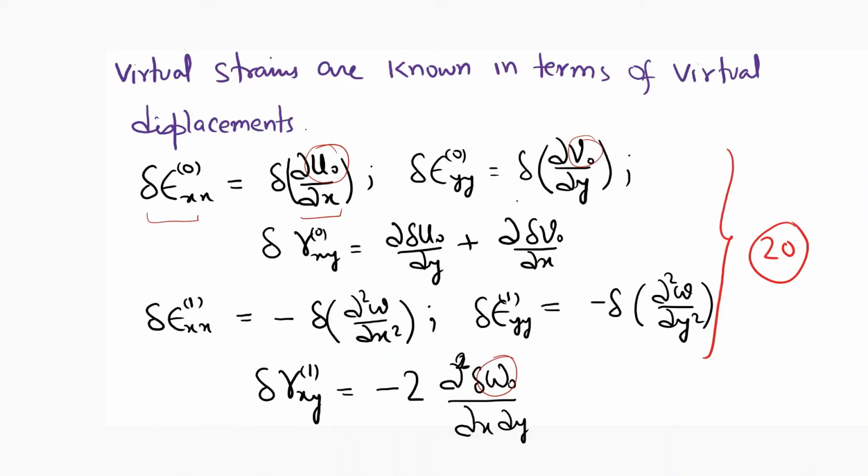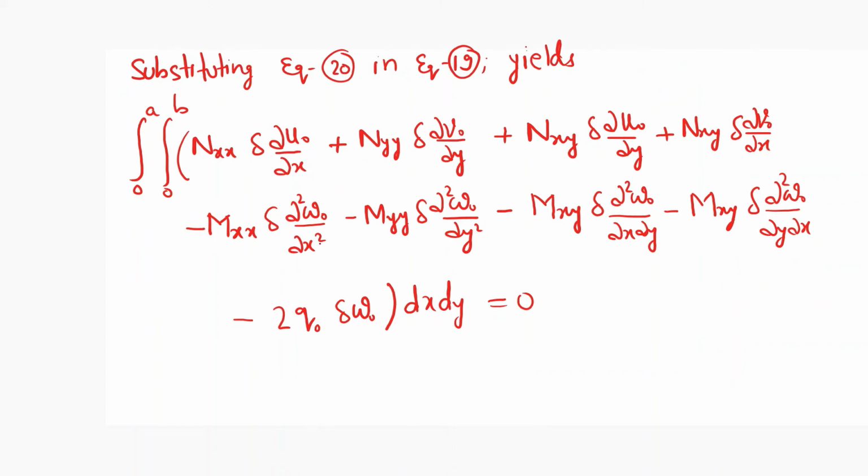These values in equation 20, epsilon naught xx in terms of u naught, v naught, we will just feed in equation 19, and here we will get Nxx into delta del u naught by del x plus Nyy into delta del v naught by del y plus so on, and these must be equal to 0 finally.